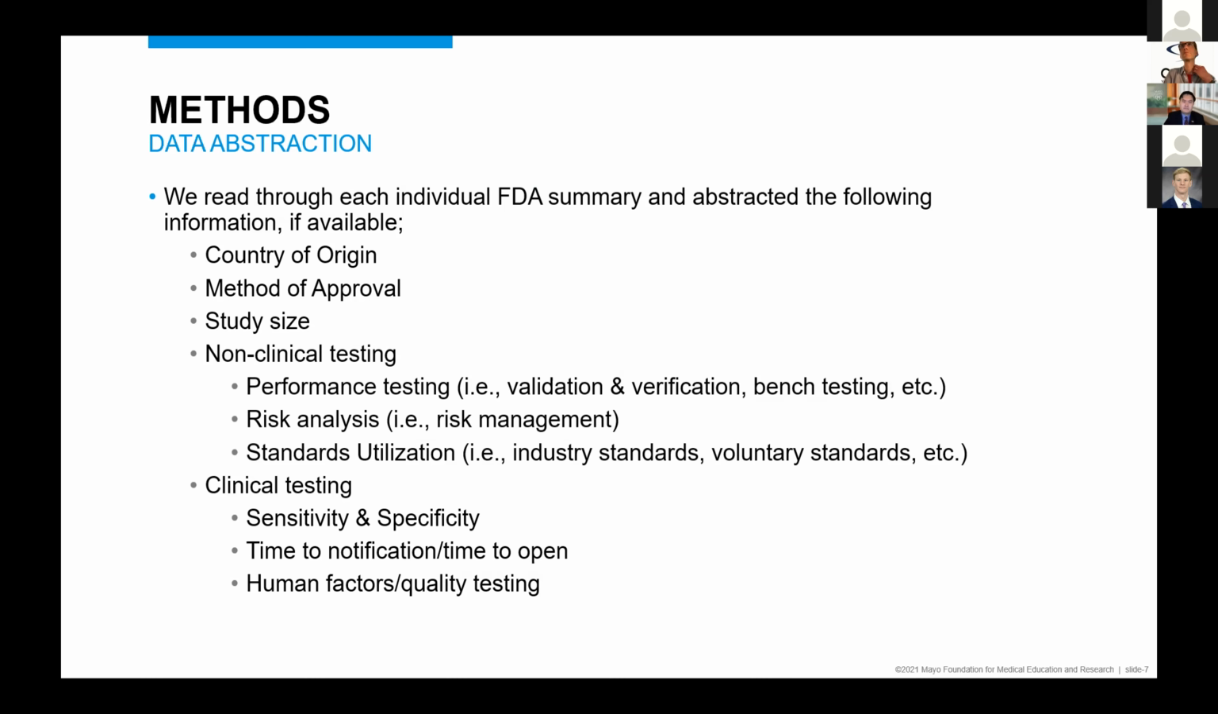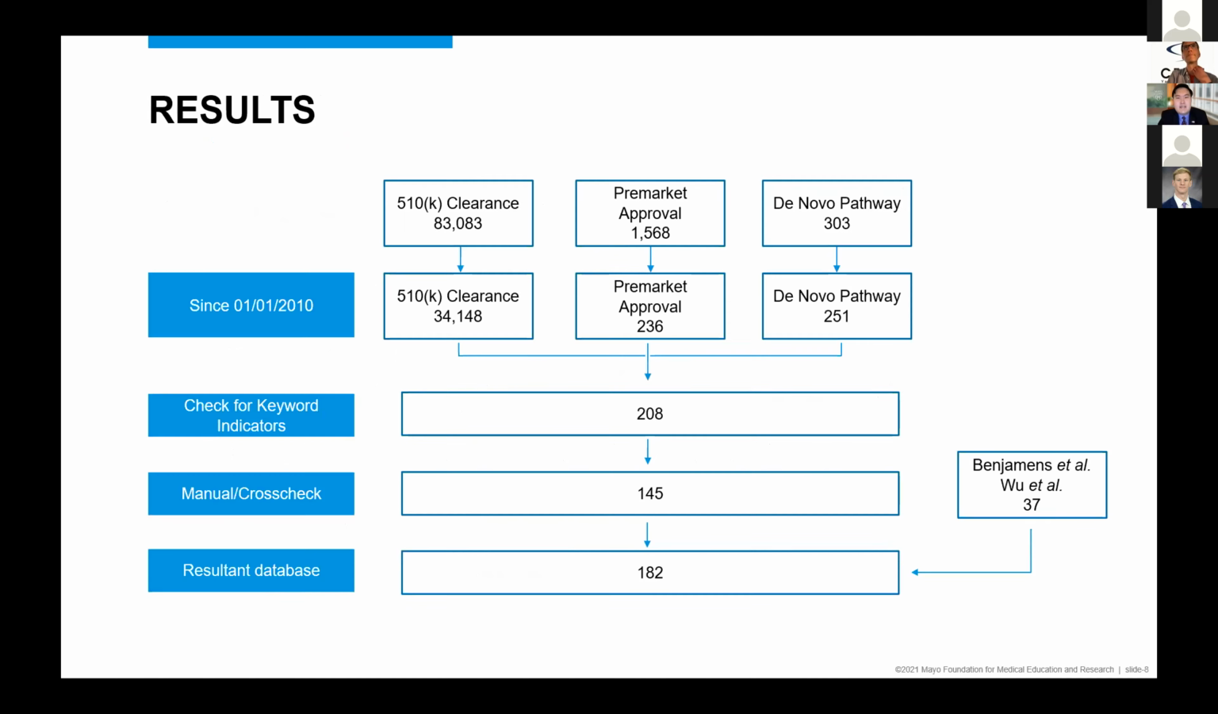So for results, from over 80,000 initial device summaries, we were able to, through the key terms and sort of an automatic filter, narrow it down to 145. And then we cross-checked our list with the ones that Benjamens and Wu had found. And we arrived at a final list of 182 FDA summaries.